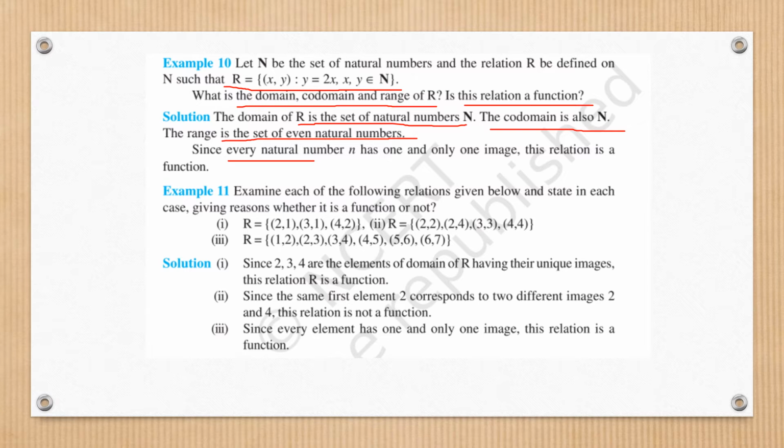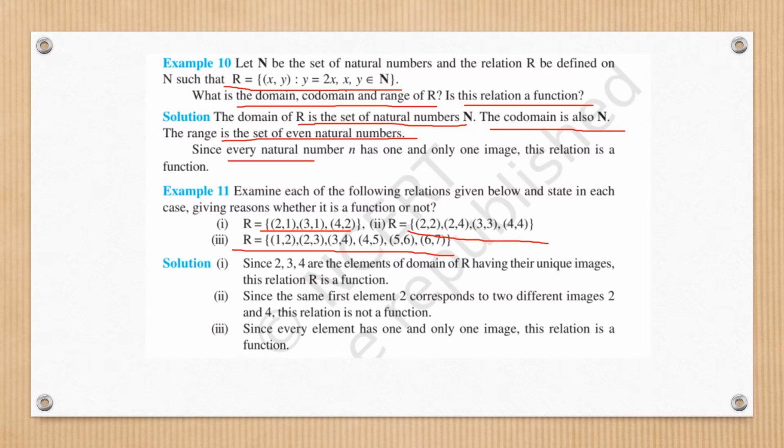Now let us take an example. Examine each of the following relations given below and state in which cases, giving reasons, whether it is a function or not. Okay, so this is just a simple relation given here, right? No domain, codomain has been shown here. So my first relation is (2, 1), (3, 1) and (4, 2), right? It is such kind of relation. So is it a function or not?